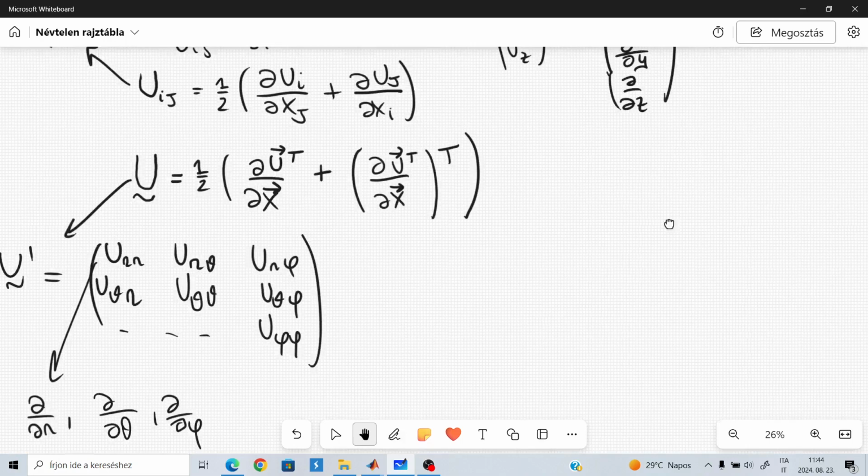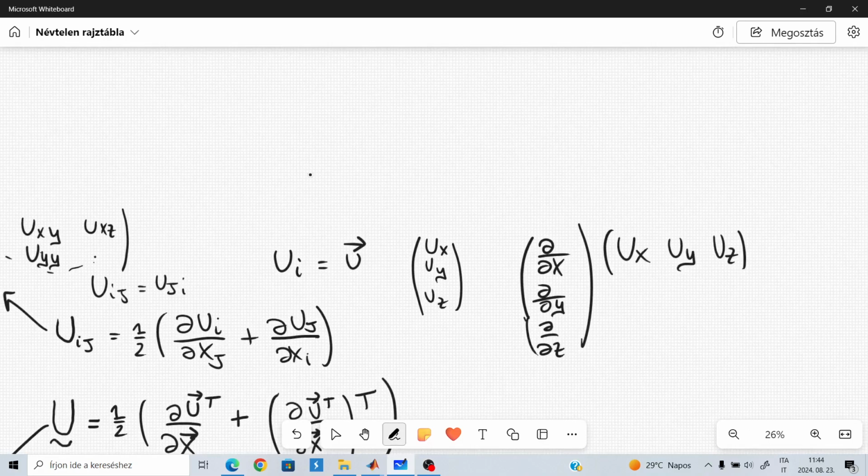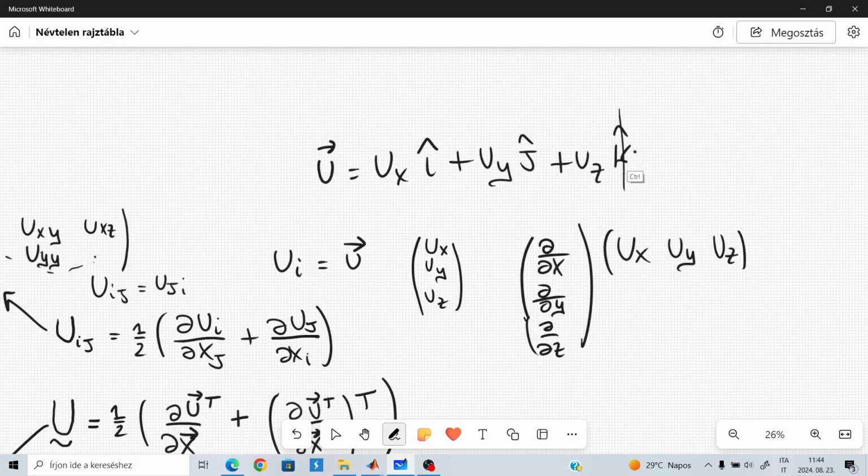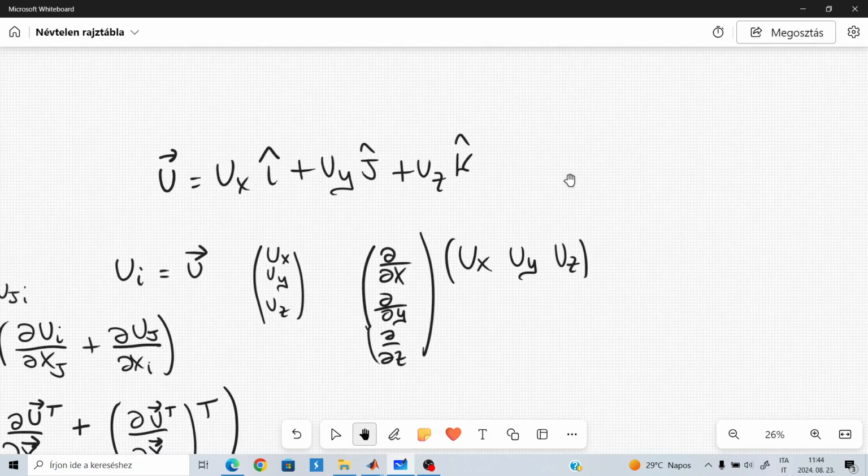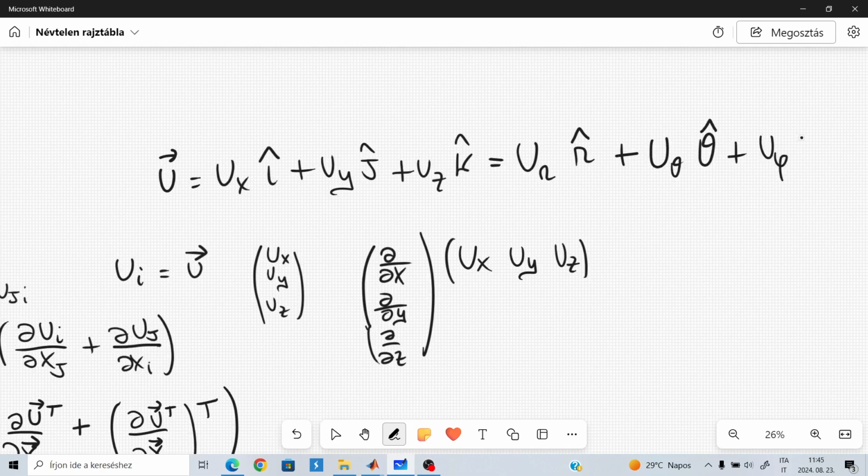So the displacement vector u can be written as u_x times i, the unit vector along x, plus u_y times j, the unit vector along y, plus u_z times k, the unit vector along z. But this can also be expressed in spherical coordinates, so we can write u_r times the unit vector along r in a spherical coordinate system. I will say something more about the spherical coordinate system. Then u_theta times the unit vector along theta, plus u_phi times the unit vector along phi.